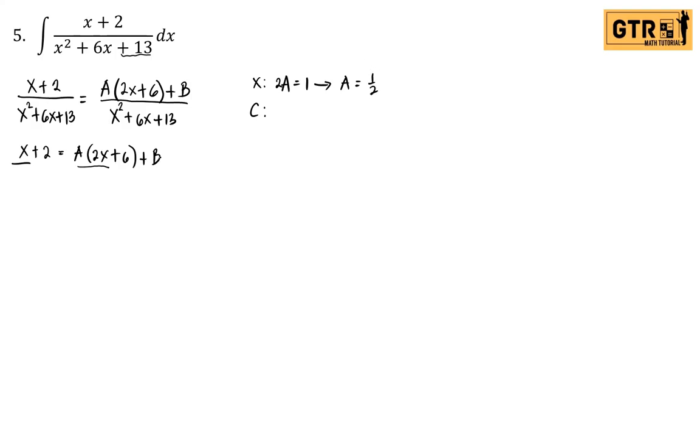And then for B, equate the constants. So we have 6 times A, so we have 6A, and then plus B equals the constant. The constant is 2. Okay, so substitute the value of A. The value of A is 1/2. So therefore, we have 6 times 1/2 plus B equals 2. 6 times 1/2, that is 3 plus B equals 2. And then subtract 3 from both sides. So therefore, B is equal to 2 minus 3.